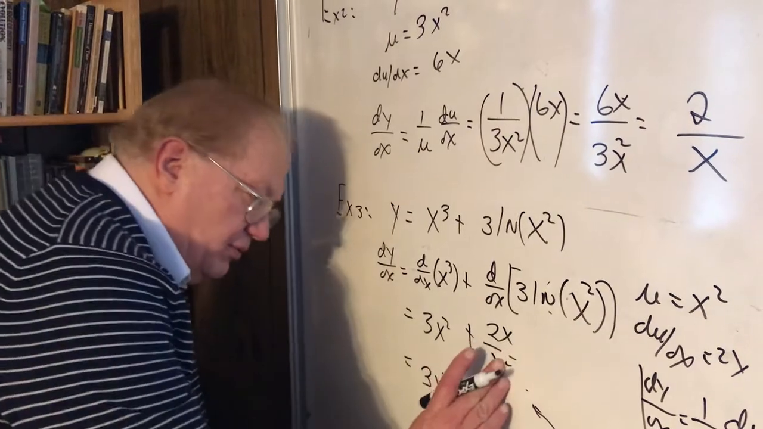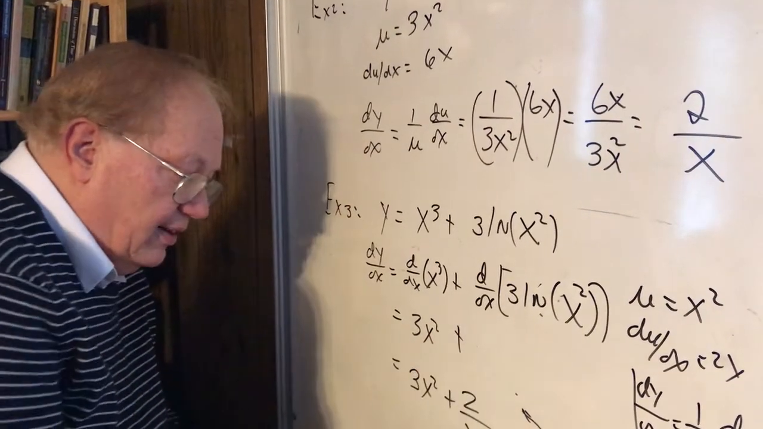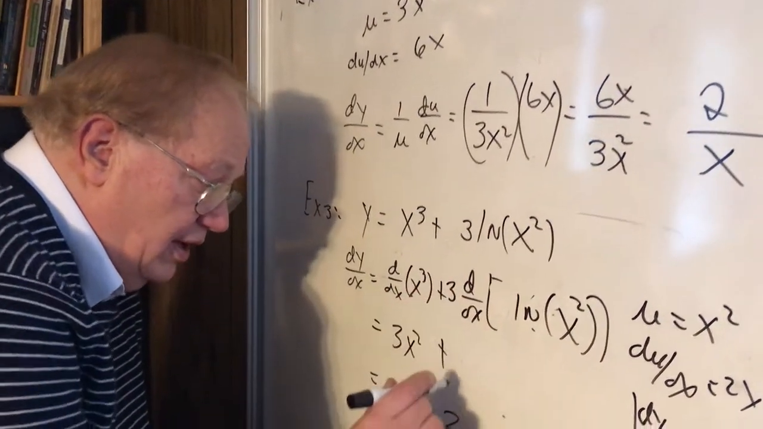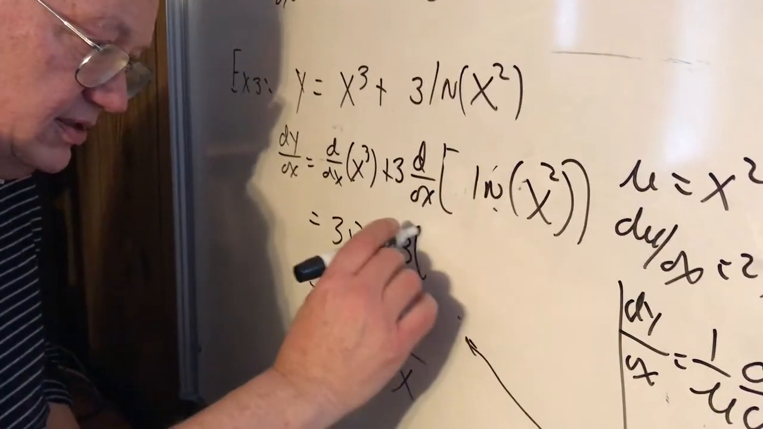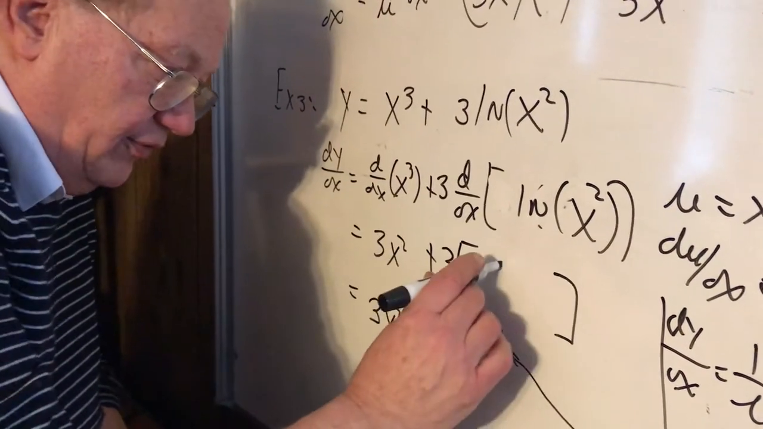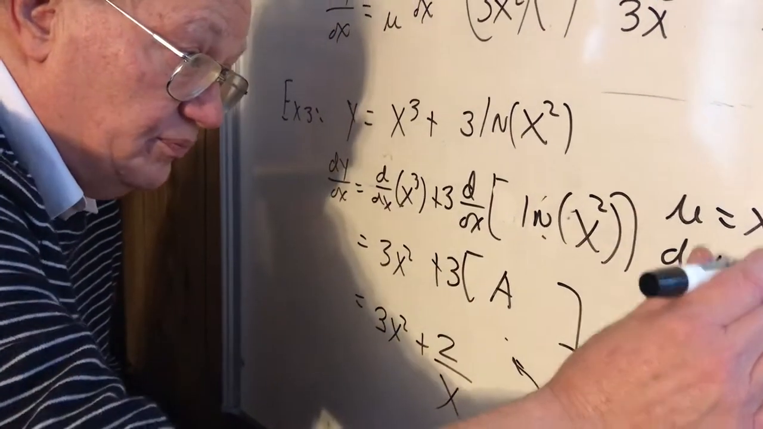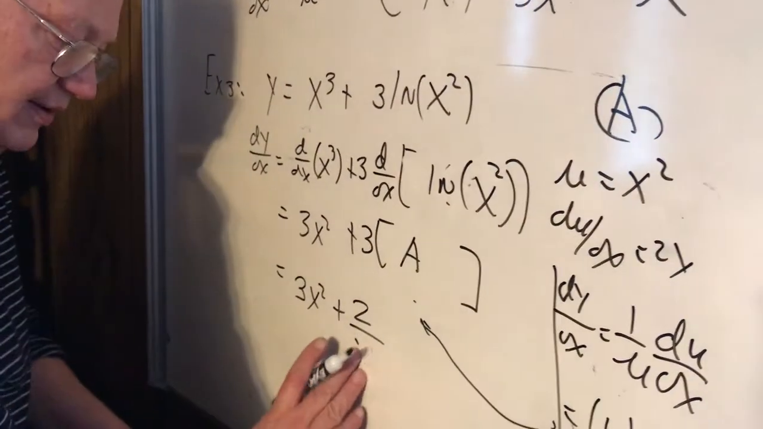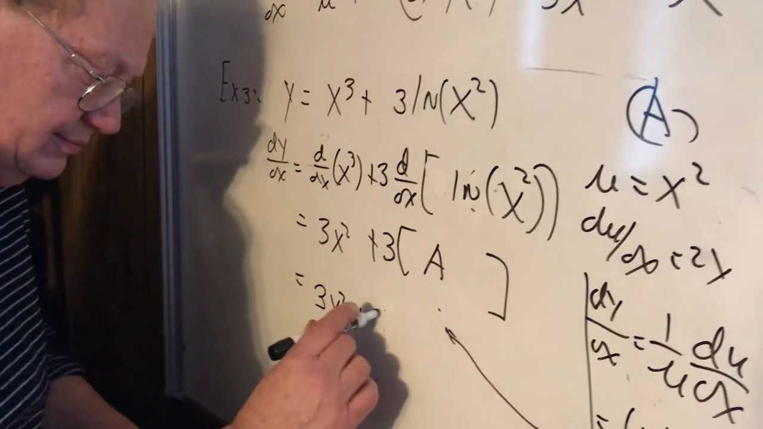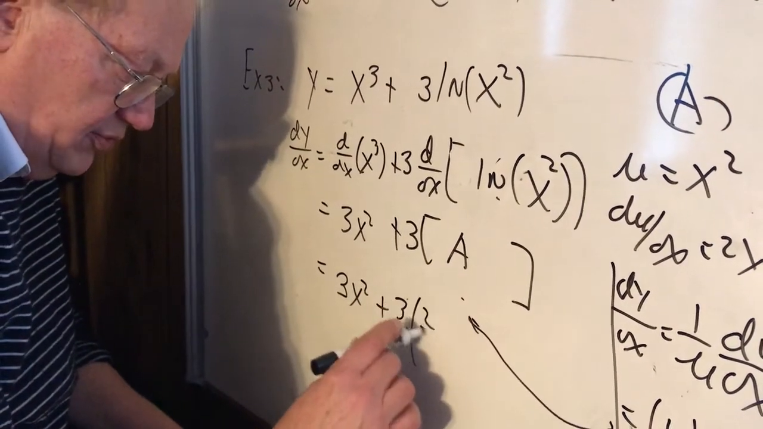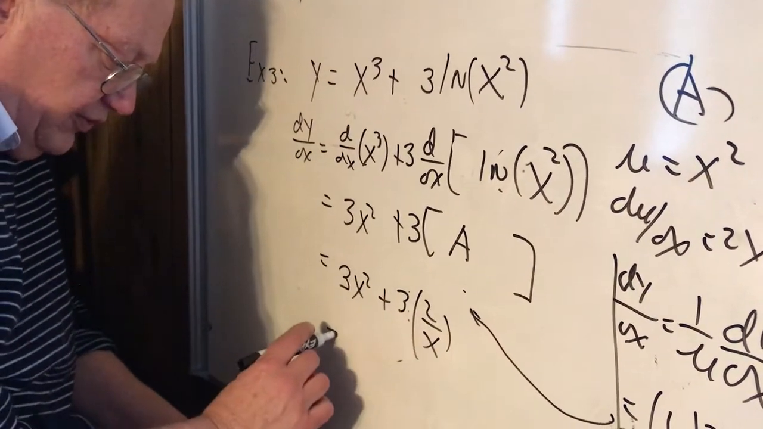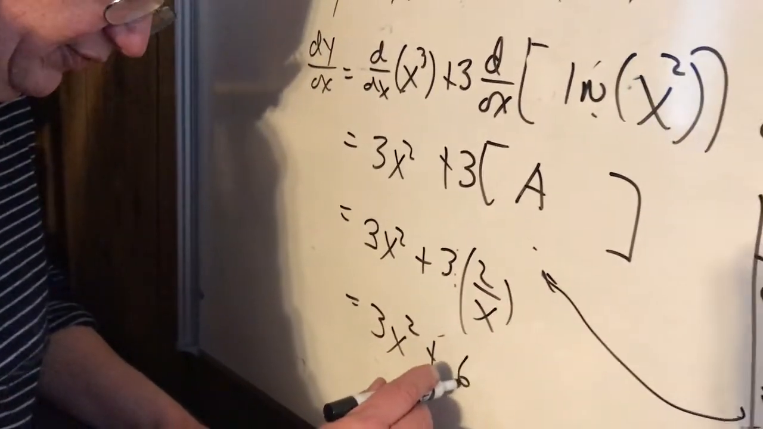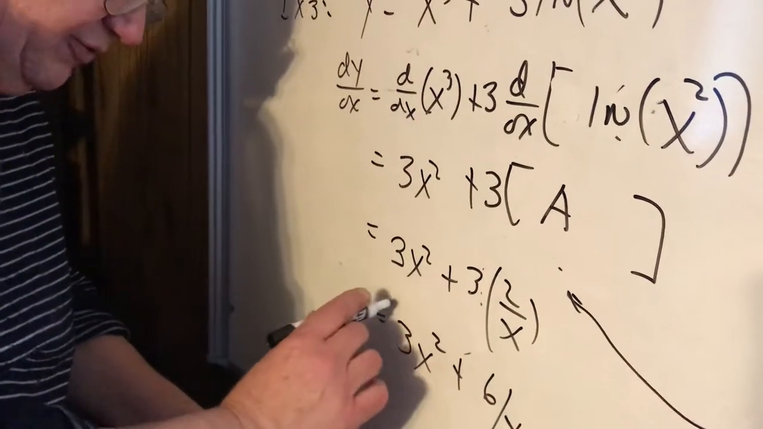So here's what I'm going to do. Before I substitute in here, I'm going to bring the 3 out here. So I'm going to have 3 times whatever this derivative was. I can call that a. All right, so that'll give me the 3 outside here times 2 over x, which is going to be 3x squared plus 6 over x, and that's my answer.